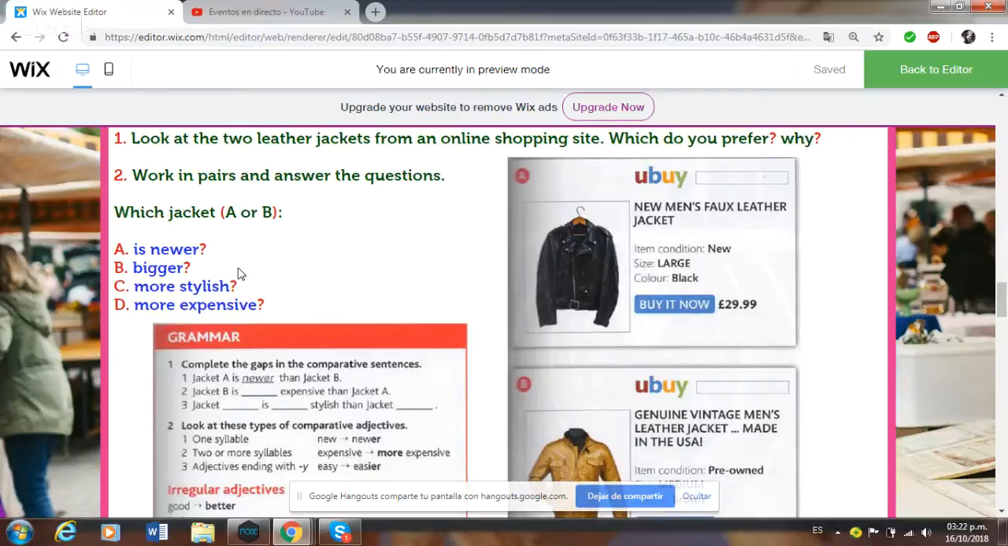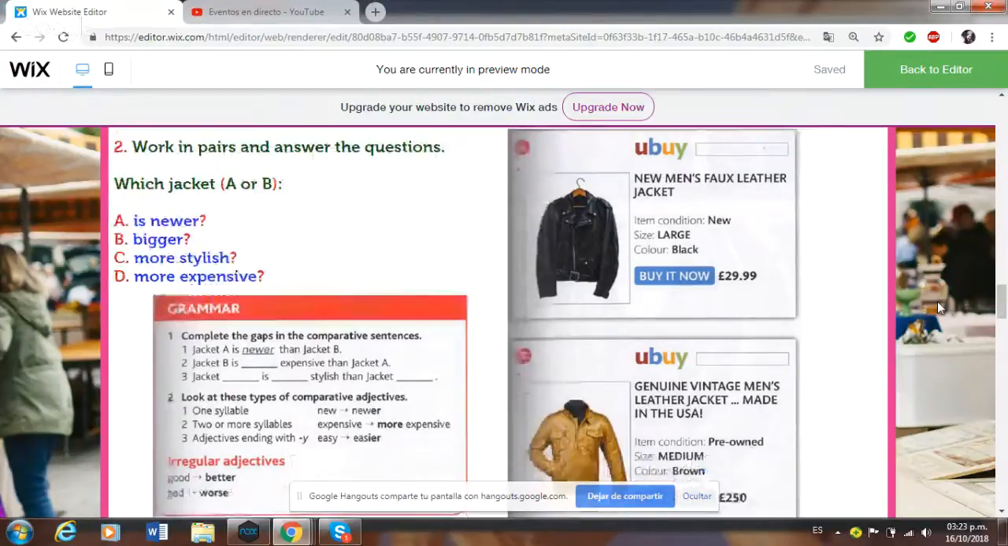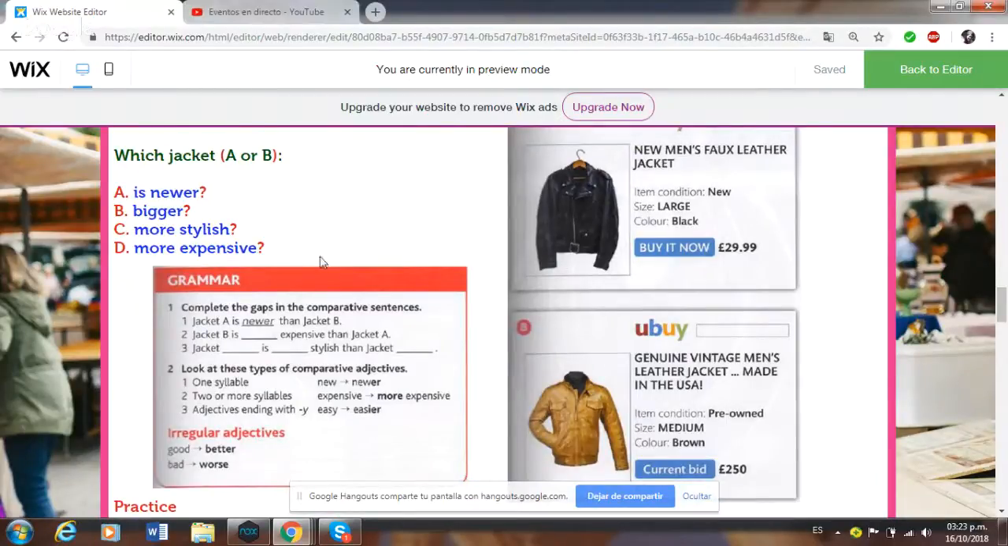you need to answer this question, okay? Which jacket is near? In near, no? It's near. And which jacket is bigger? Which jacket is bigger? Here. Which jacket is more stylish? Which jacket is more stylish? And the last one, which jacket is more expensive? Okay? Which jacket is more expensive? So, firstly, you need to look at these photos, no? You are going to look at these photos, and then you are going to answer the questions proposed here, okay? A to D.